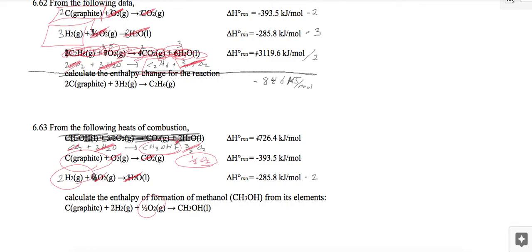Oh, I did that backwards, didn't I? Apologize. So 1.5 oxygens there and 2 oxygens here, so we're left with 1/2 oxygen there. So our oxygens match there.